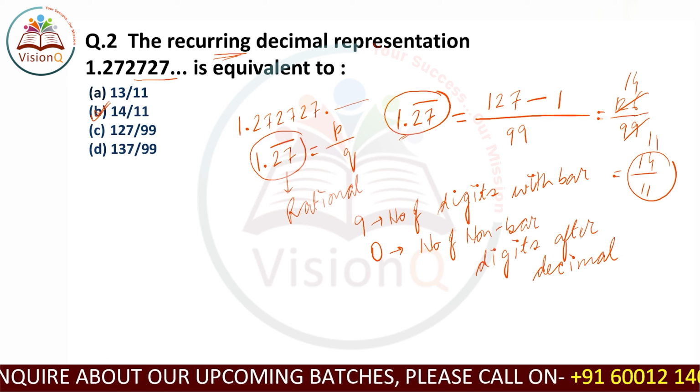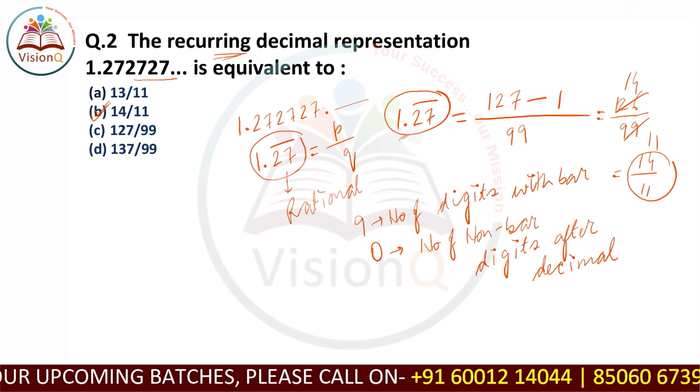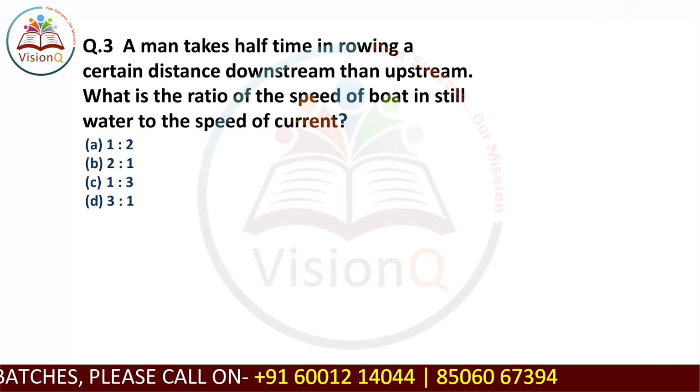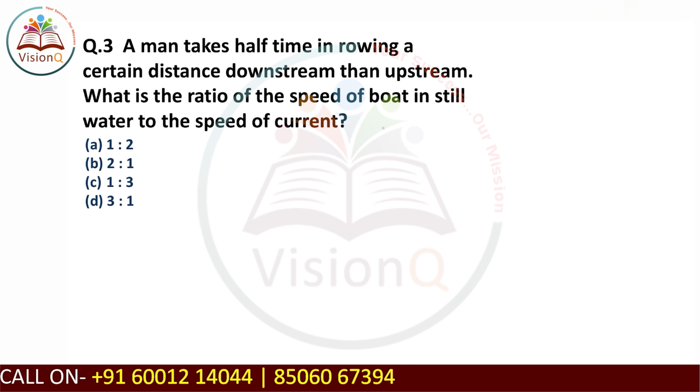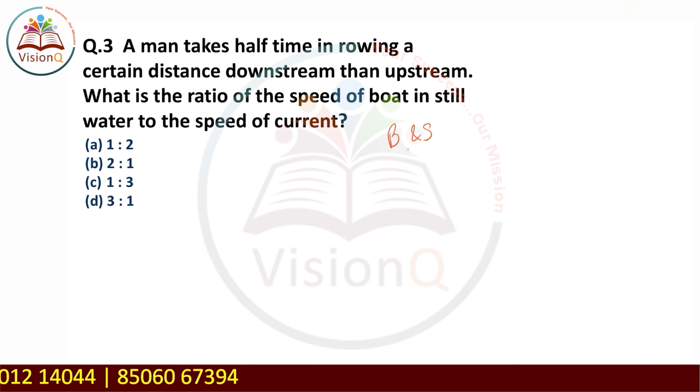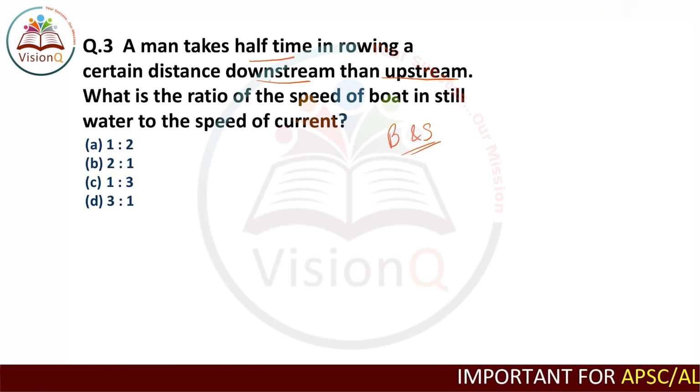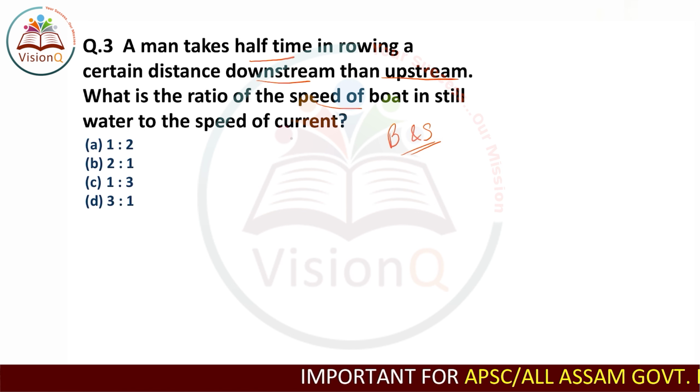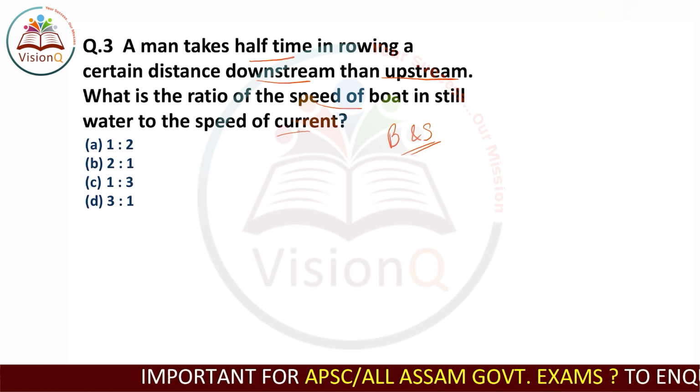So let us move to the next question of today's series, question number 3. Question based on the topic of boats and streams, a very important topic for all the examinations. A man takes half the time in rowing a certain distance downstream than upstream. Ratio of the speed of boat in still water to the speed of current.